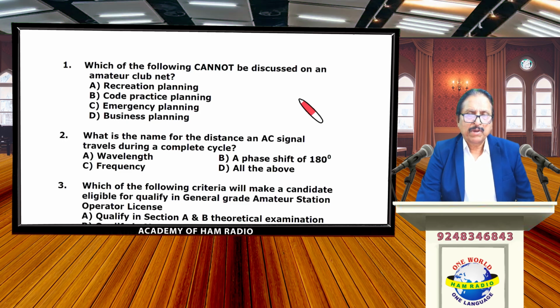Now, the model paper number 14. Which of the following cannot be discussed on an amateur club net? Business planning. You cannot talk anything about business planning.